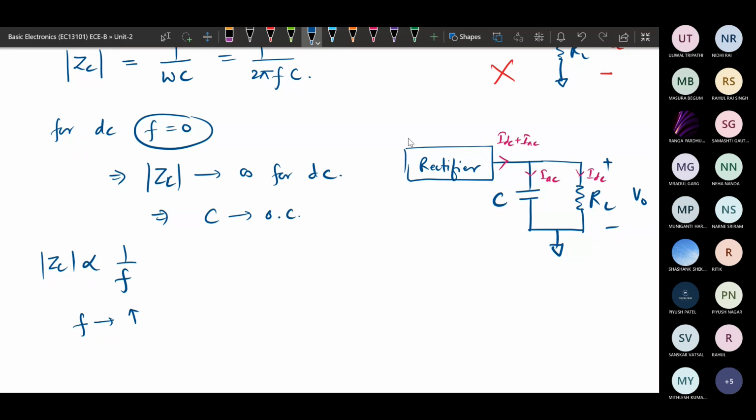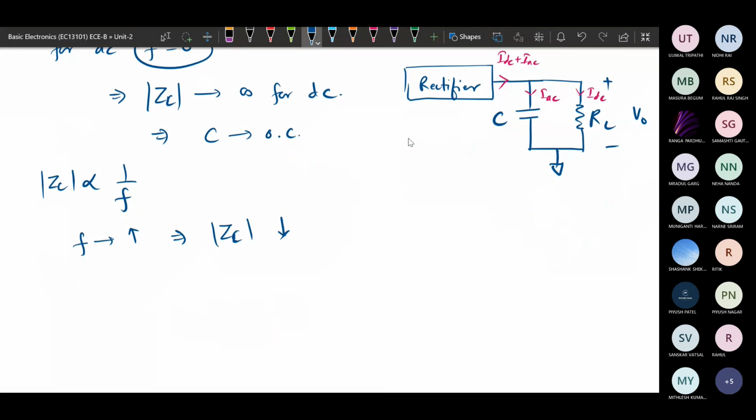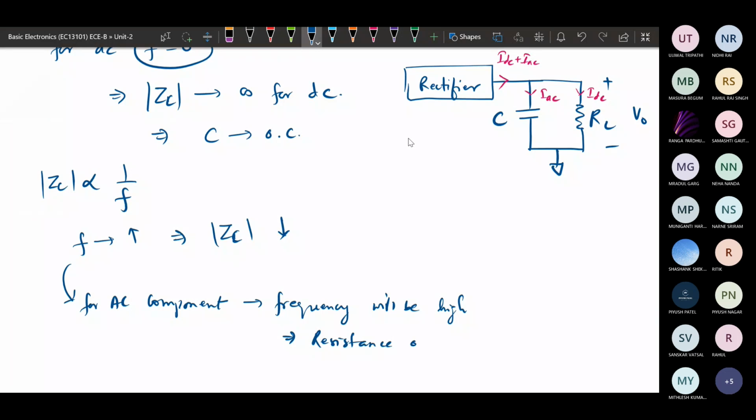Okay, so in that case the ZC value will be low. If frequency is high, ZC value will be low. So for AC components, frequency will be high. That means the resistance offered by the capacitor is low.